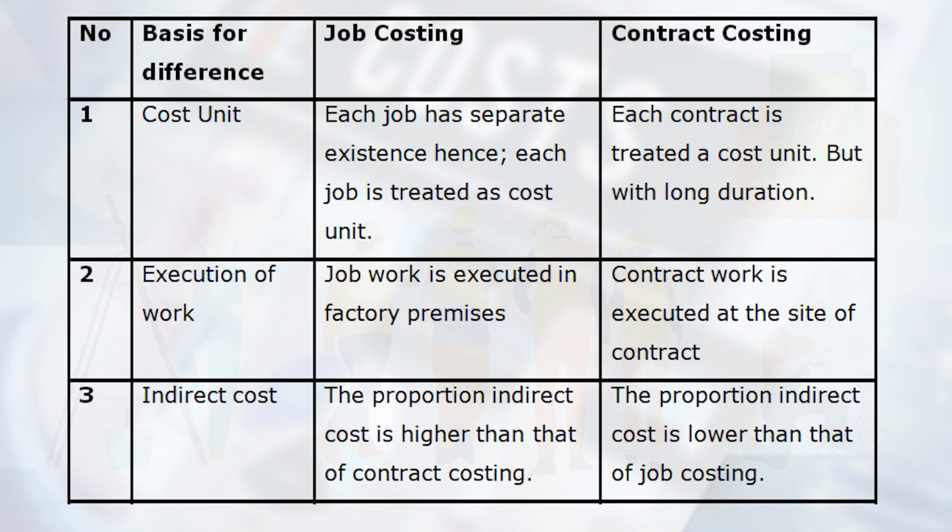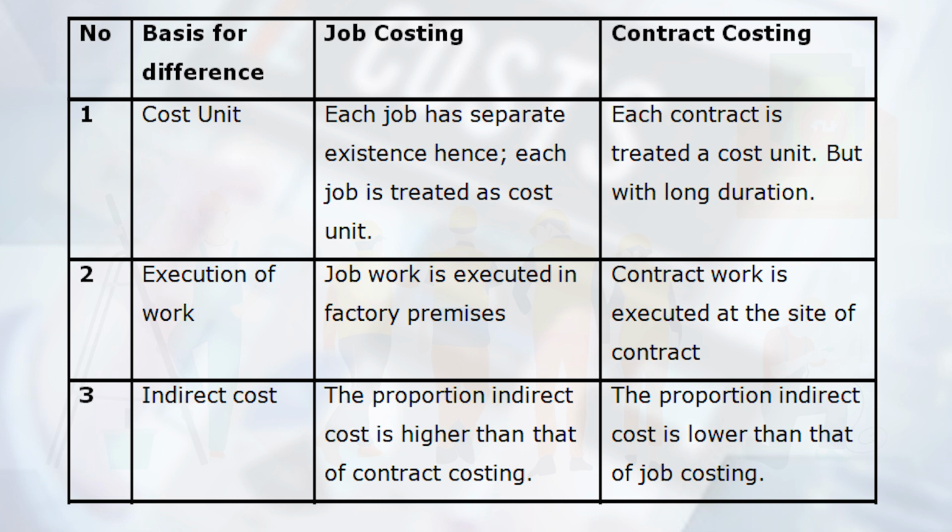Base for difference, first is cost unit. Under job costing, each job has separate existence, hence each job is treated as cost unit, whereas under contract costing, each contract is treated as a cost unit but with long duration. Second point of difference is execution of work. Under job costing, job work is executed in factory premises, whereas contract work is executed at the site of contract.